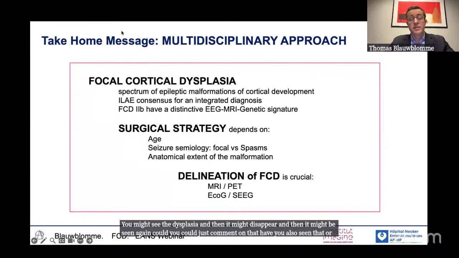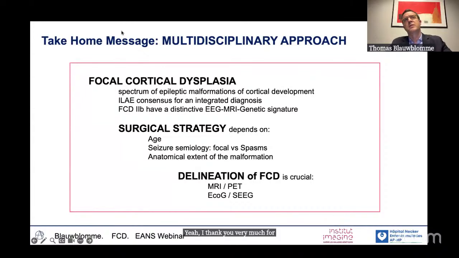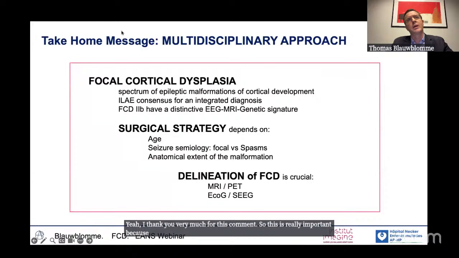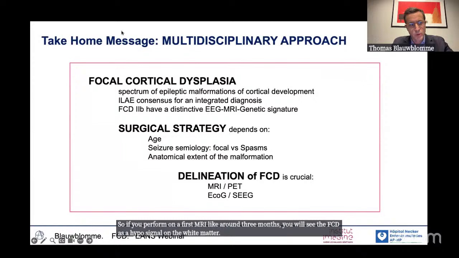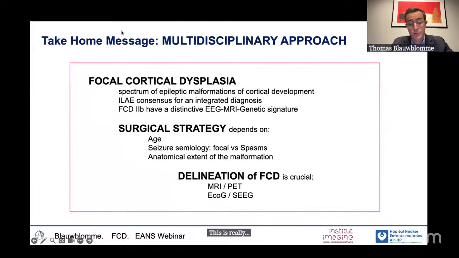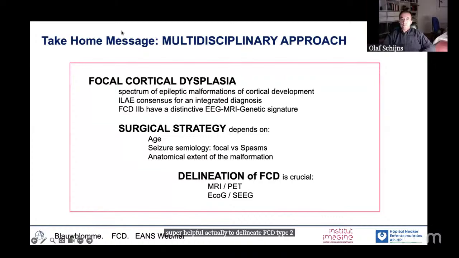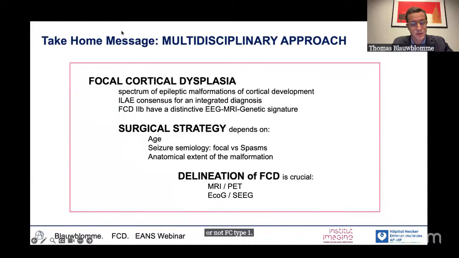Thank you very much for this comment. This is very important because there is advanced myelination associated with FCD. So if you perform a first MRI around 3 months, you will see the FCD as a hypo signal on the white matter. And this is really super helpful to delineate FCD type 2, not FCD type 1, because it matches super well with the hypometabolism if you go for a PET scan a few years after.